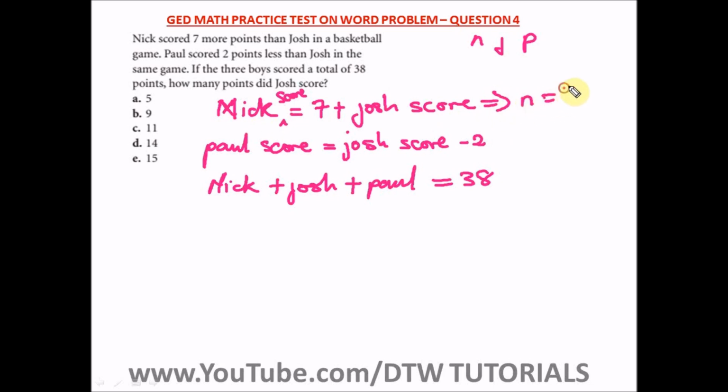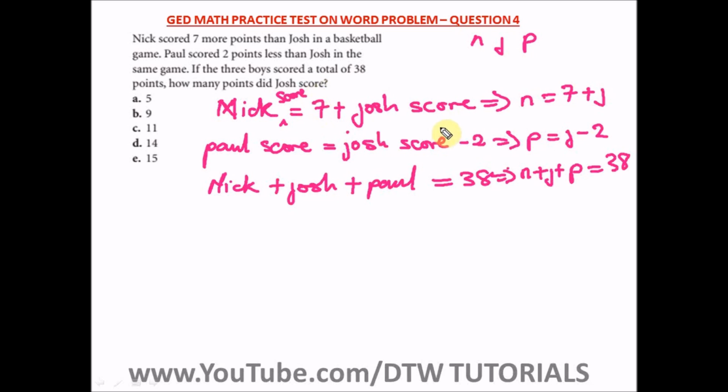N equal to 7 plus J. And this statement will be P is equal to J minus 2. And this statement will be N plus J plus P is equal to 38. So you can see we have 3 equations here that we can manipulate to get our answer, and our question here says, how many points did Josh score?